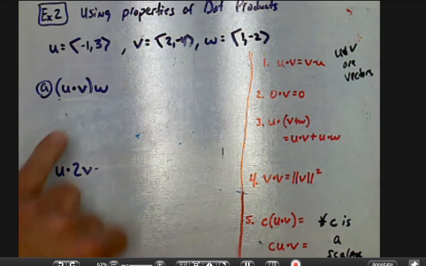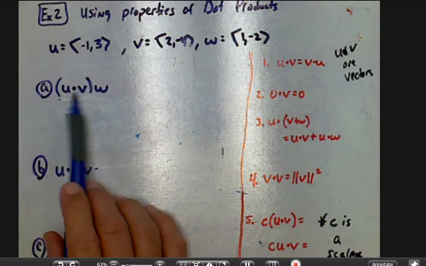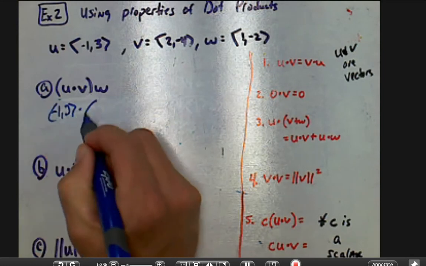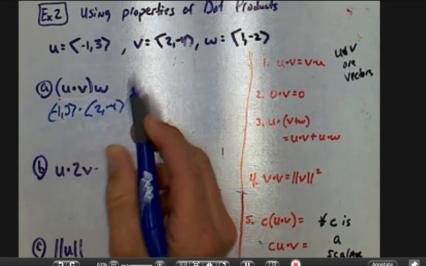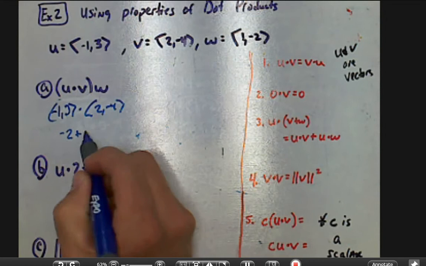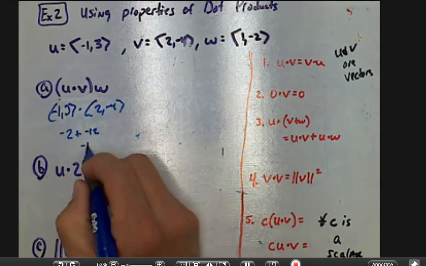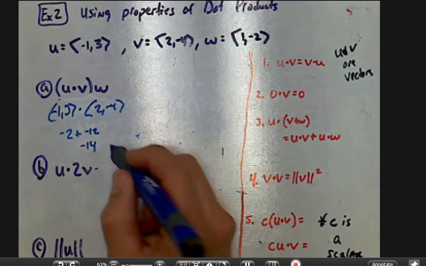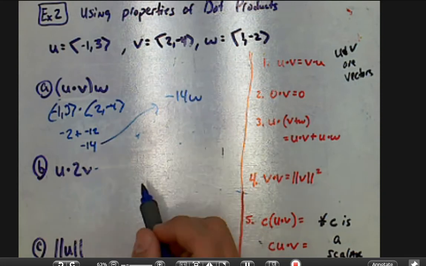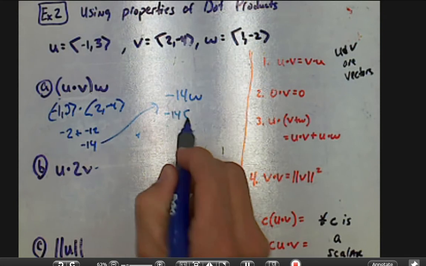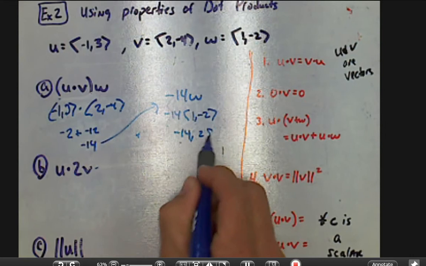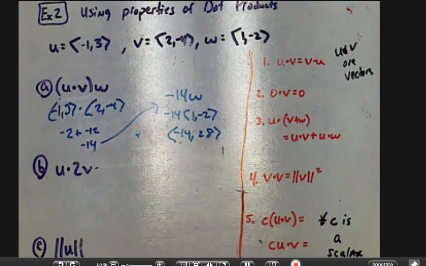In example A here, it says to take u dot v. So for u dot v, it's -1 comma 3 dot 2 comma -4. So that'd be -1 times 2 plus 3 times -4. And so u dot v is -14. So that gives me -14w. And so -14 times 1 comma -2 will be -14 comma 28, and the result is a vector.